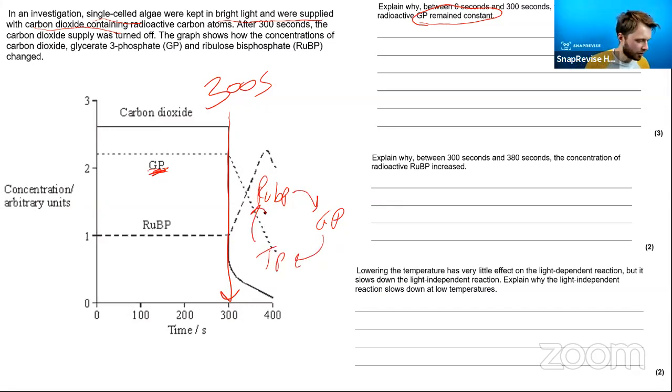Okay, if there's loads of carbon dioxide, what is going to make sure that my GP stays constant? Lovely. Yes, lovely. You two, you guys, you've got it.